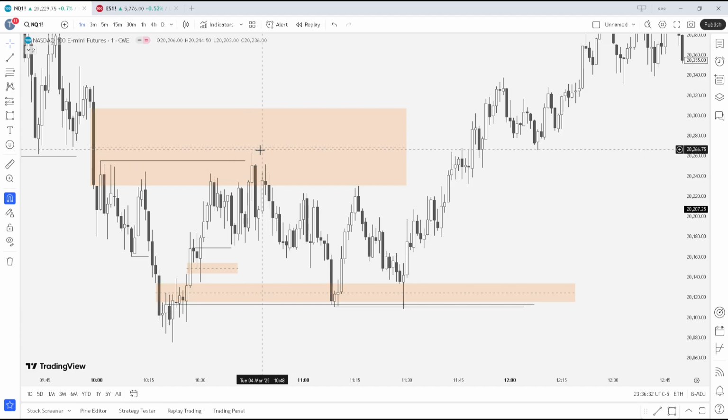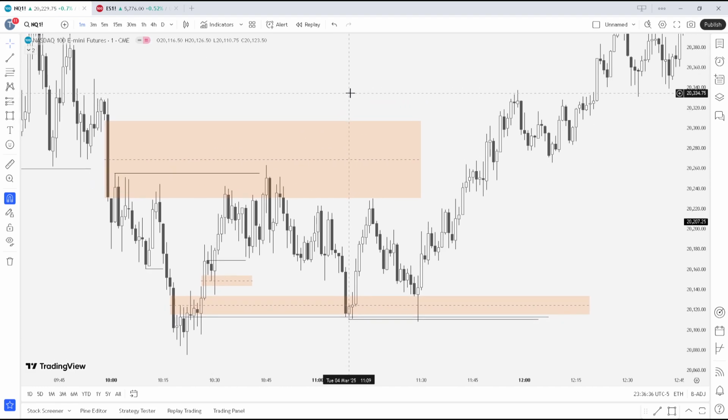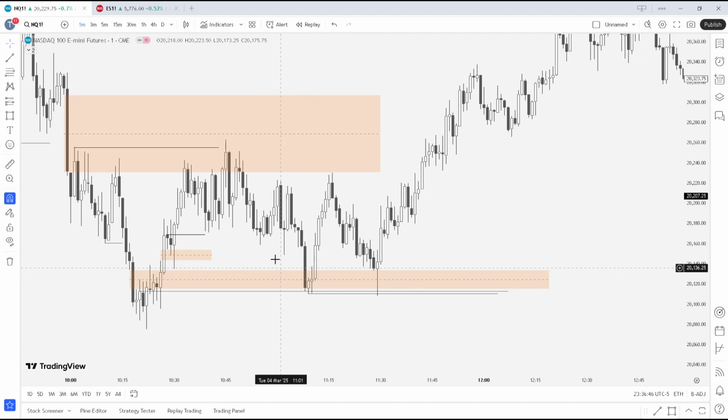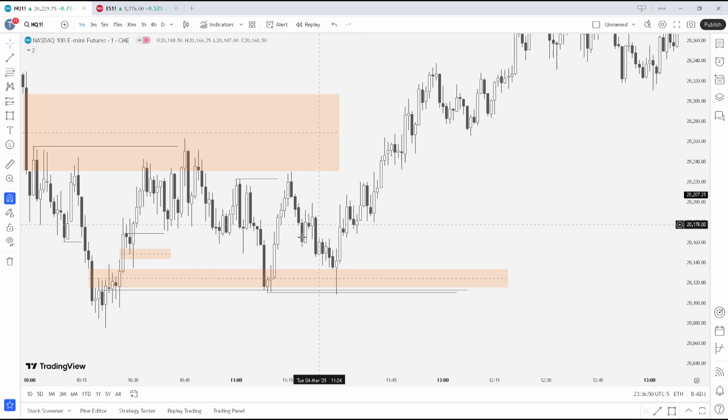Now, once we sweep this, I want to see displacement higher. But instead of displacement higher, we get a retracement lower towards this breaker block, right? And then we get a move higher towards buy side. So now we're just kind of chopping around. We're in this range going up and down. So there isn't really a good entry that you could take.